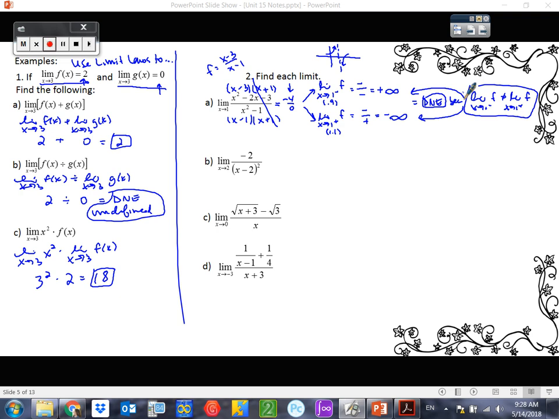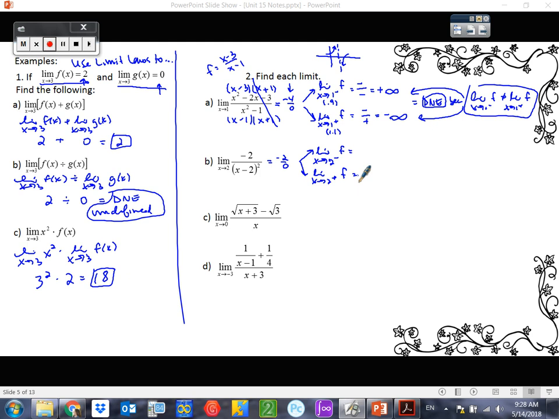So I'm going to put a 2 in here. I put a 2 in here and I get negative 2 over 0. What does that mean we have to do? The two one-sided limits, right? We get to do 2 limits instead of 1. It's like double the fun, right? Yay, 2 limits. So we're going to do the limit as x goes to 2 from the left of f, and the limit as x goes to 2 from the right of f. That's what we're looking at.